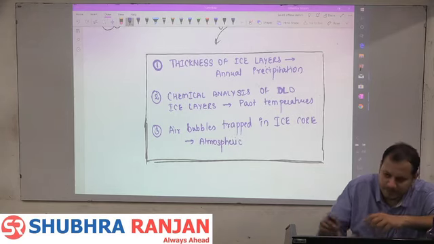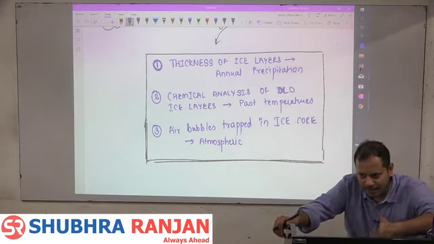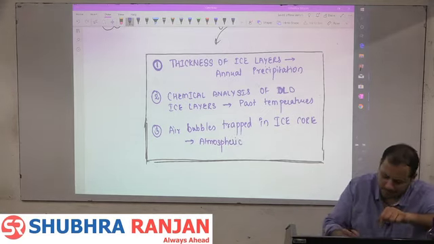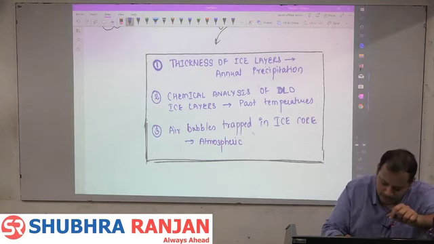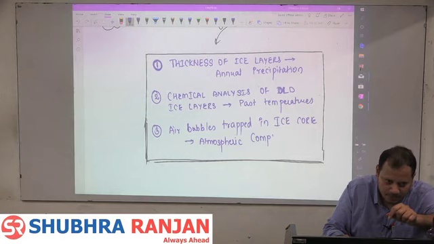How do we know that carbon dioxide was dominant, or hydrogen? You go deep and then you study the air that has been trapped inside the ice core, and it gives us an idea of atmospheric composition.